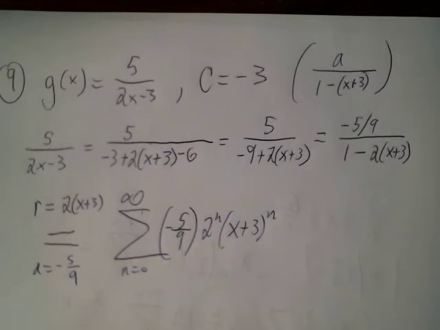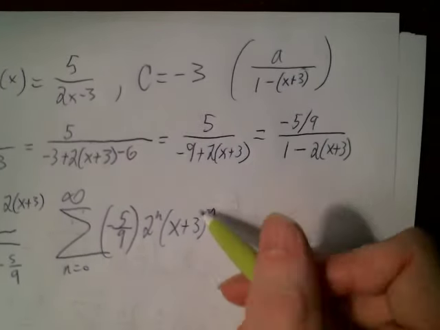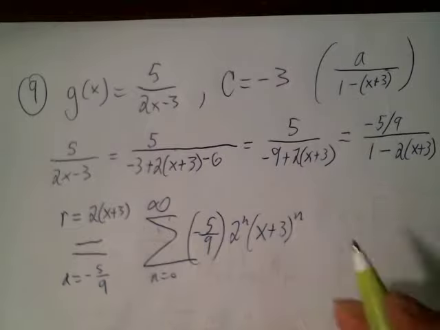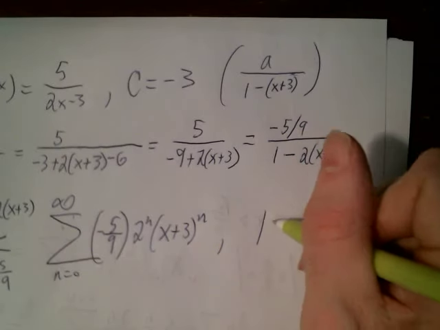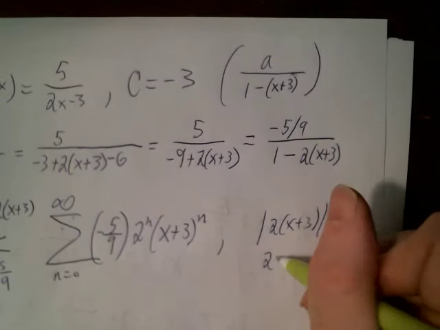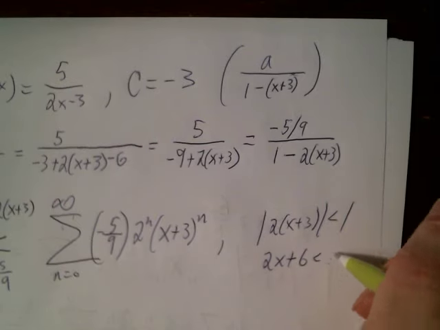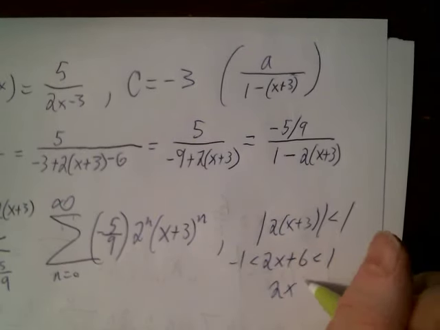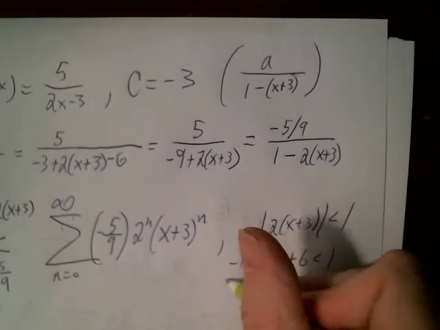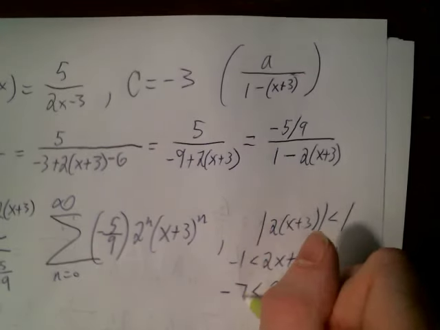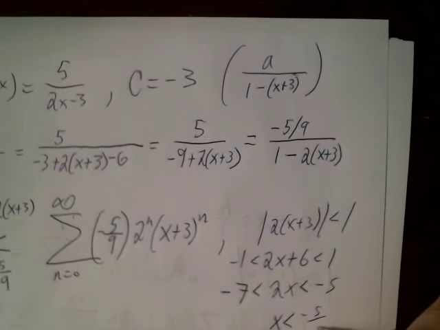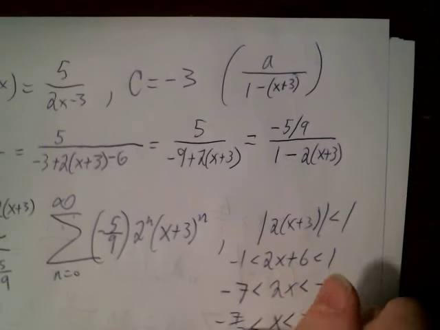Okay, so at the end of the day, this will converge where the absolute value of the r value is less than 1, so it's convergent where the absolute value of 2 times x plus 3 is less than 1. In other words, where 2 times x plus 6 is less than 1 but greater than -1. In other words, 2x is less than, subtract 6 from both sides, -5, greater than -7. So divide by 2, so x is less than -5 halves, but greater than -7 halves.